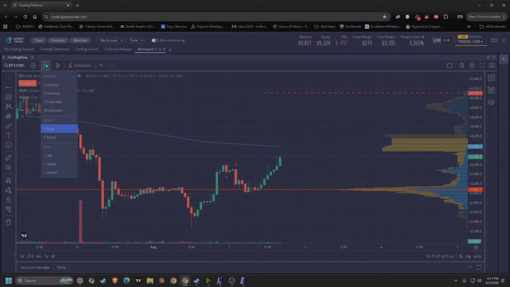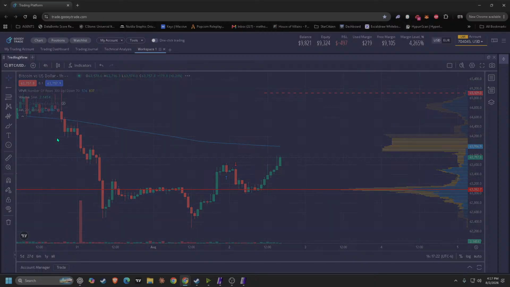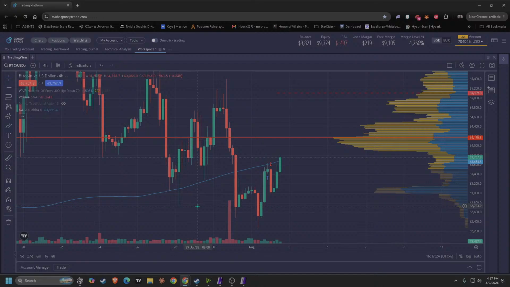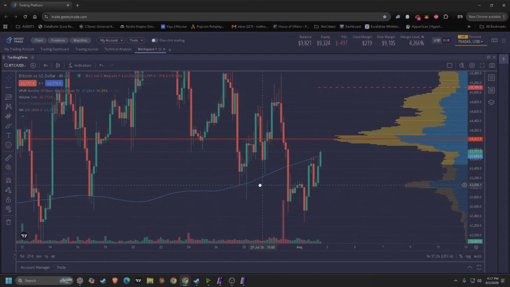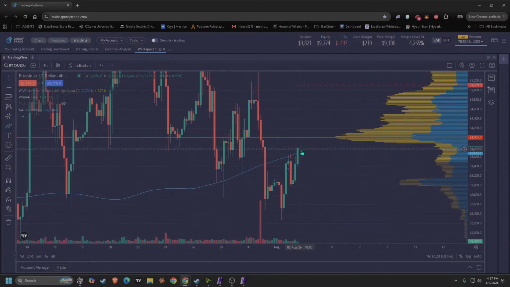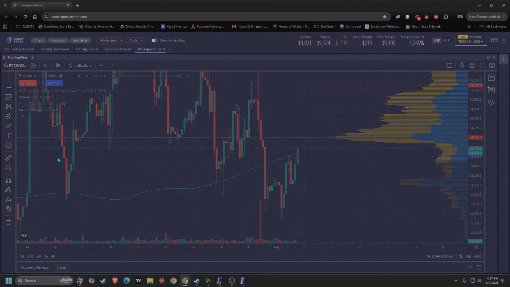And then let's look on the 4 hour. Crazy. So we're above the 4 hour EMA already. That has room to 64,000 to get to the P. It's the same POC, obviously, volume. Let's go to daily.